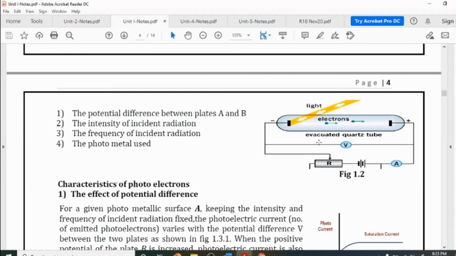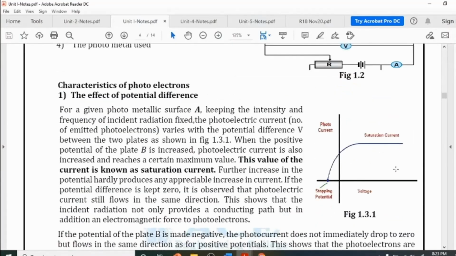There will be two metal plates. One would be the cathode, on which light is made to fall, and electrons would be ejected. These electrons would travel through this particular tube, the entire length of the tube, and reach the anode. And once they reach the anode, automatically they would flow in the circuit, and it is quite easy to know that there is a flow of current in the circuit by measuring current in the ammeter or microammeter that is given.